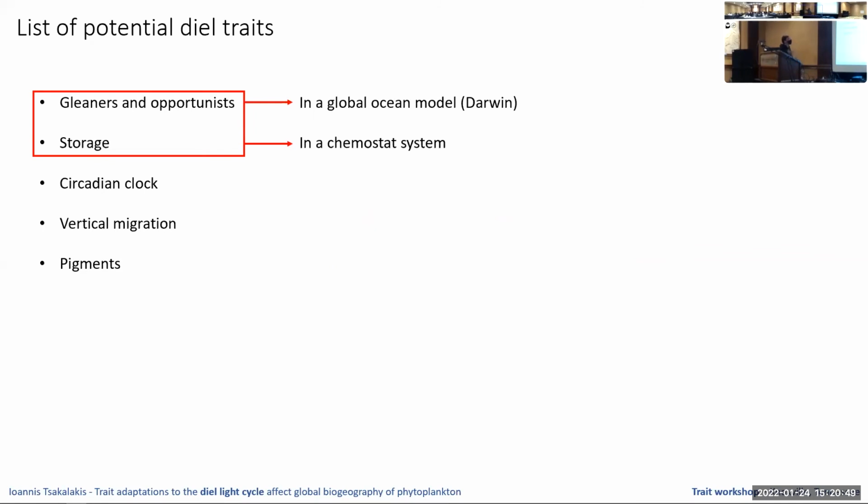But today I'm going to talk about these two. I'm going to talk about cleaner-opportunist competition in a global ocean setting to see if such a simple mechanism holds there. And then I'm going to talk also about storage in a simple chemostat, some preliminary work.